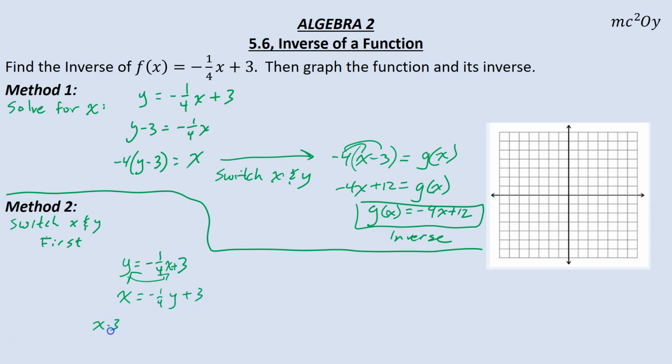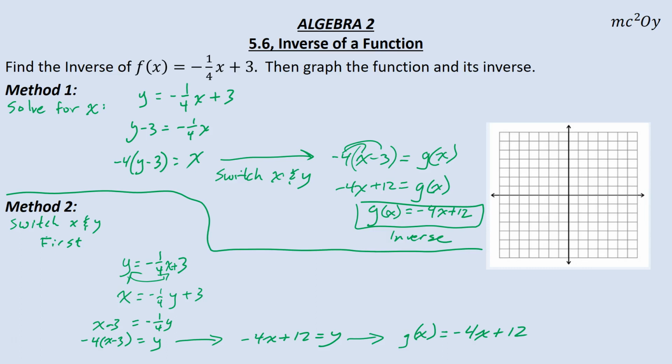Subtract 3. Multiply by -4. And then simplify it. I get -4x plus 12 equals y, and then we'd call it g. So we'd say g of x is equal to -4x plus 12. So really you do the same thing. It just depends when you want to switch x and y and which textbook you're using.